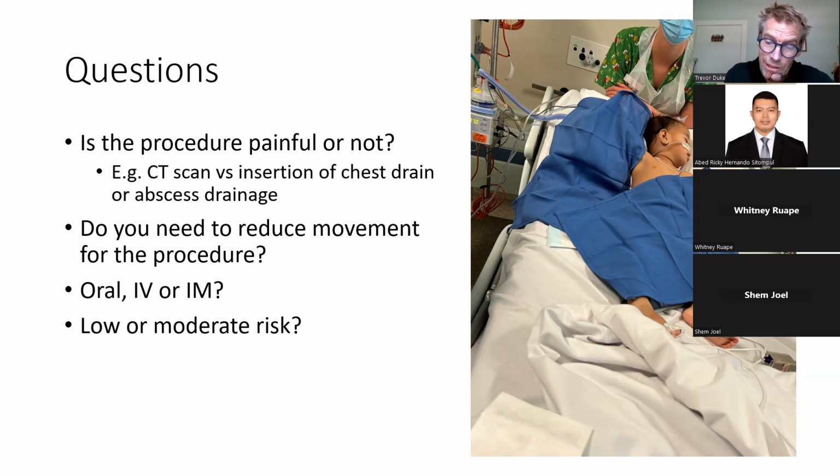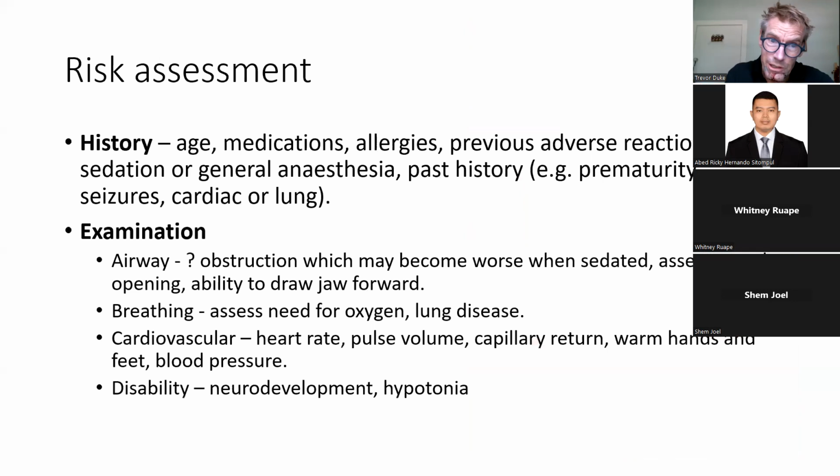And this is fairly straightforward. There's many different ways to assess risk, but the way I do it is through history and examination, and you can divide children up into low and moderate risk. When you do a risk assessment, all these things are important. So the age of the child's important. The younger the age, like neonates and young infants, they're a higher risk of, say, apnea during a procedure, whereas older children are at lower risk.